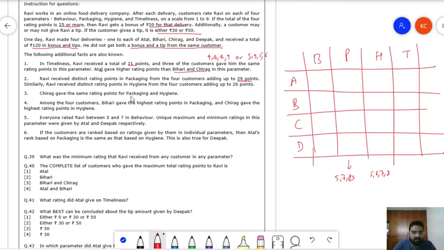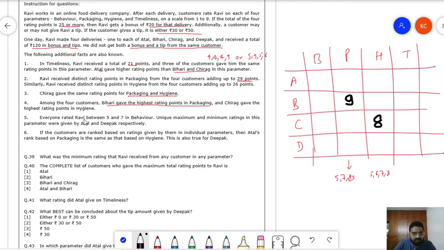Chirag gave the same rating in packaging and hygiene. इनमें से या तो 7 होगा या 8 होगा या 5 भी हो सकता है. Among four customers, Bihari gave the highest rating in packaging. Packaging में Bihari ने highest rating दिया, तो that has to be 9. Okay. And Chirag gave the highest rating point in hygiene, which is 8.